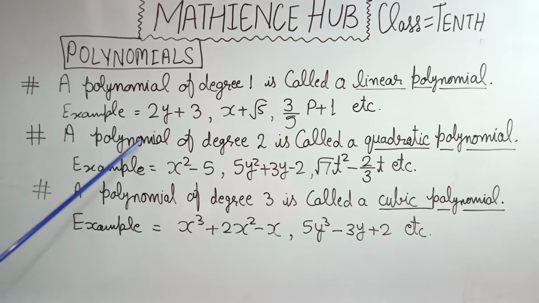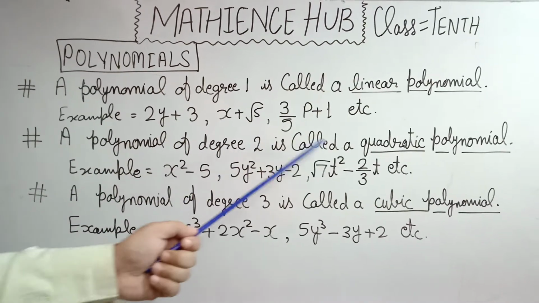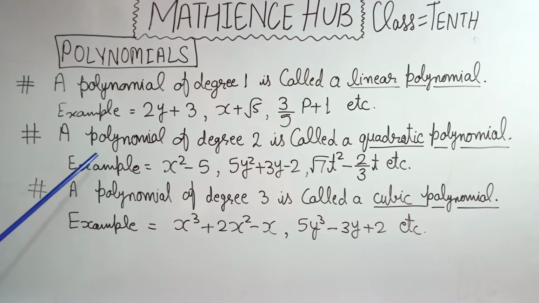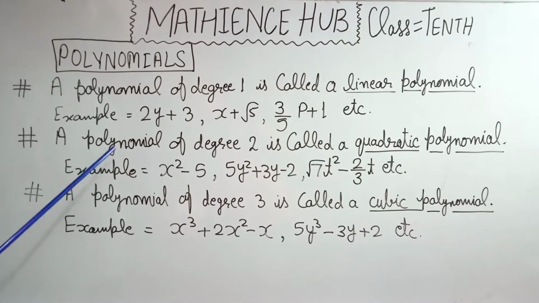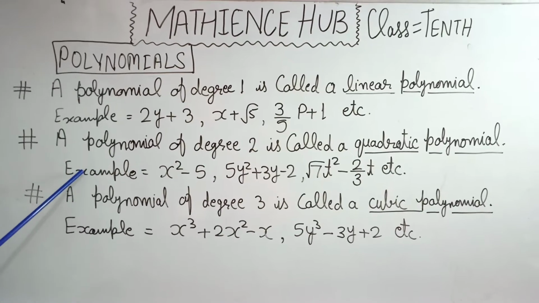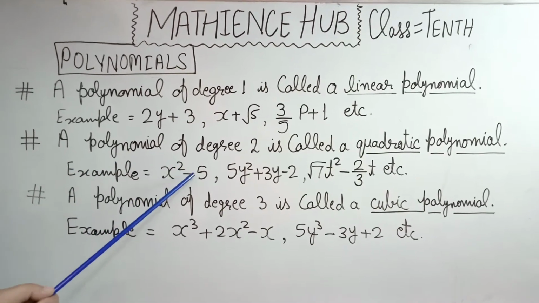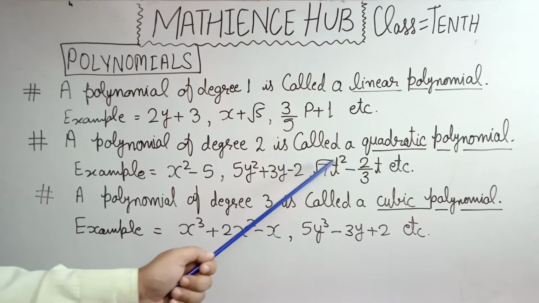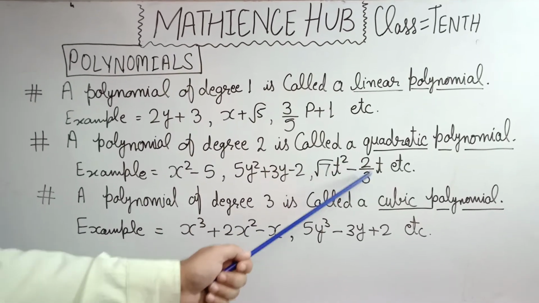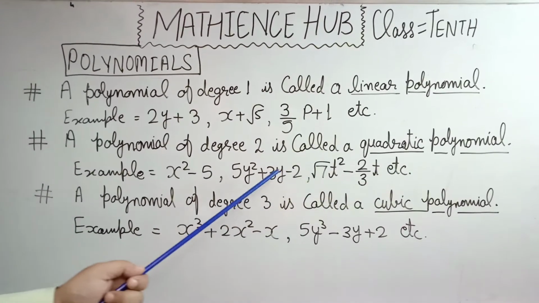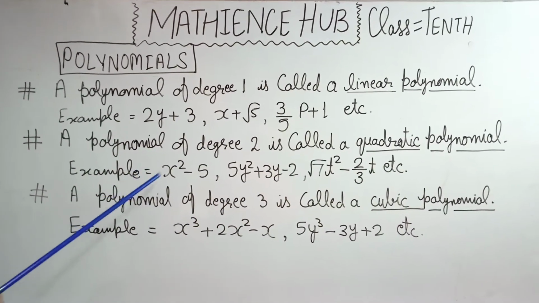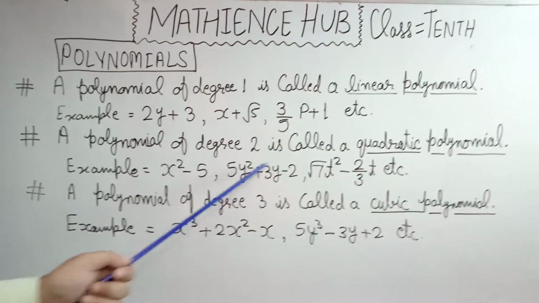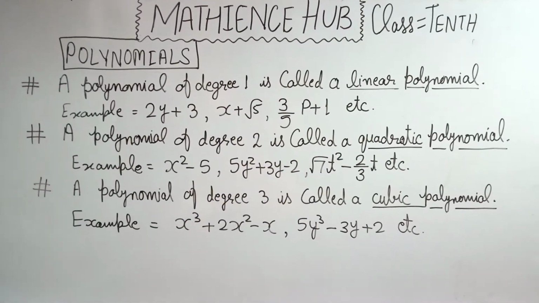Again, a polynomial of degree 2 is called a quadratic polynomial. We discuss in this video how to solve a quadratic polynomial. Examples: x square minus 5, 5y square plus 3y minus 2, root 7 t square minus 2 upon 3, etc. You see the highest degree of the variable in each polynomial is 2, so it is called a quadratic polynomial.